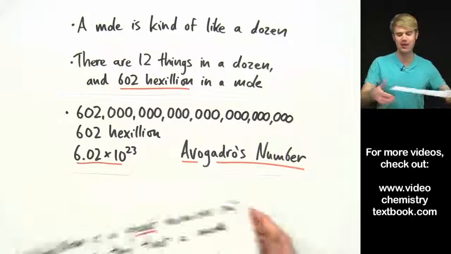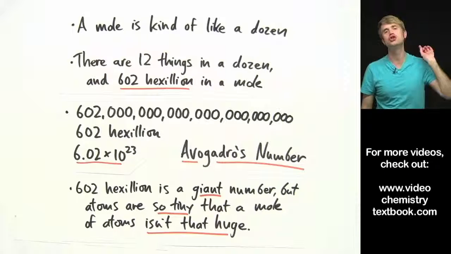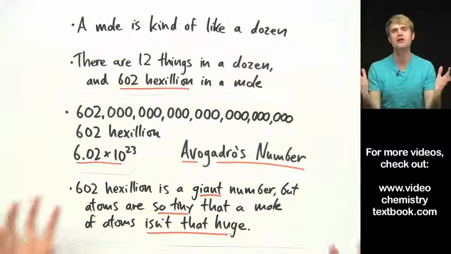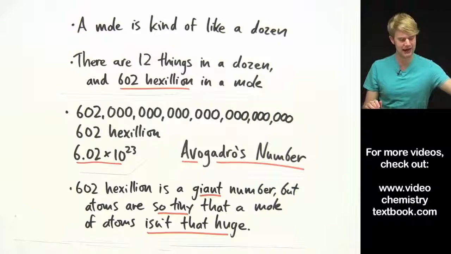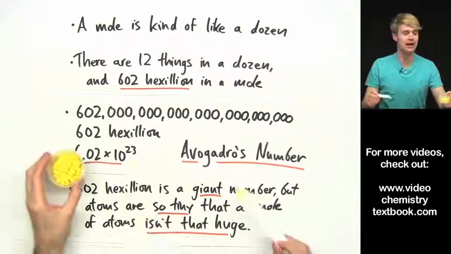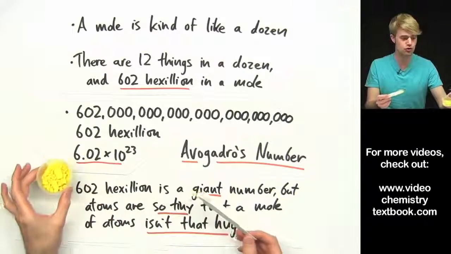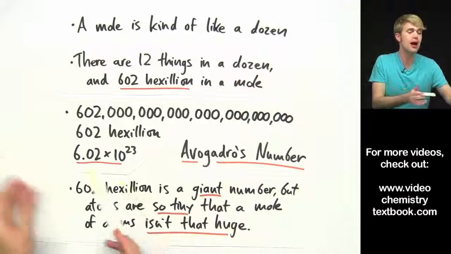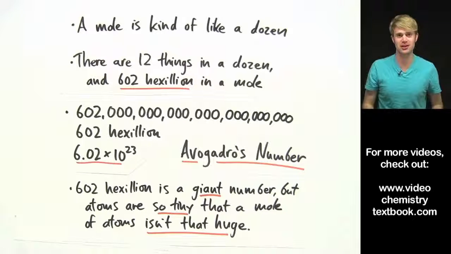And now finally, at the very end of the lesson, we saw how 602 hexillion is a giant number. 602 hexillion jelly beans would be the size of planet Earth. But atoms are so tiny that a mole of atoms doesn't really take up that much space. So 602 hexillion sulfur atoms, for example, is a pretty manageable size. And that is an introduction to moles.